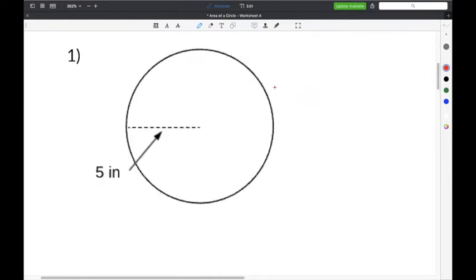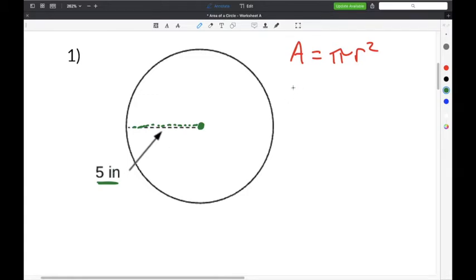Let's try a couple practice problems on our area of a circle worksheet. Problem number 1 gives us 5 inches for the radius. Now we know the formula is area equals pi times the radius squared. I know it's referring to the radius because it's only half of the circle. If it went all the way across, that would be the diameter, but in this case, because it's only half, that's going to be the radius.